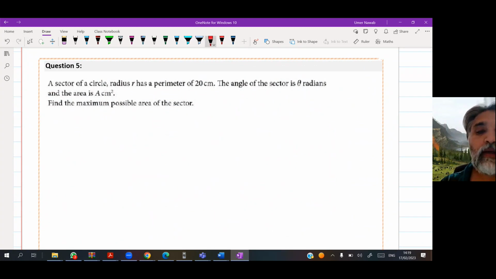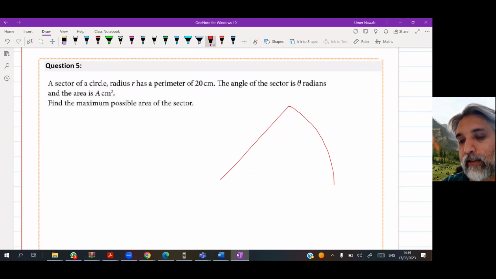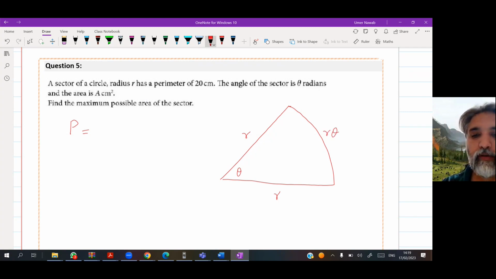Next question is a sector of a circle. So imagine, guys, this is a sector. A sector of a circle, radius r and perimeter is 20. The angle is in radians, so you remember this arc is r theta. The perimeter is r plus r theta plus r. He said perimeter is 20. r plus r is 2r, plus r theta. Wow, we got this answer.